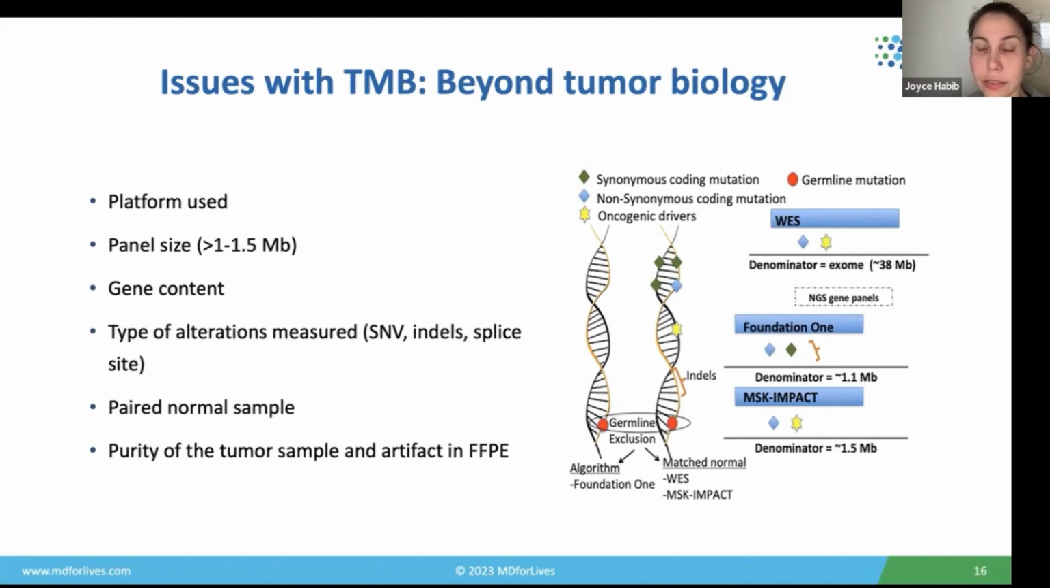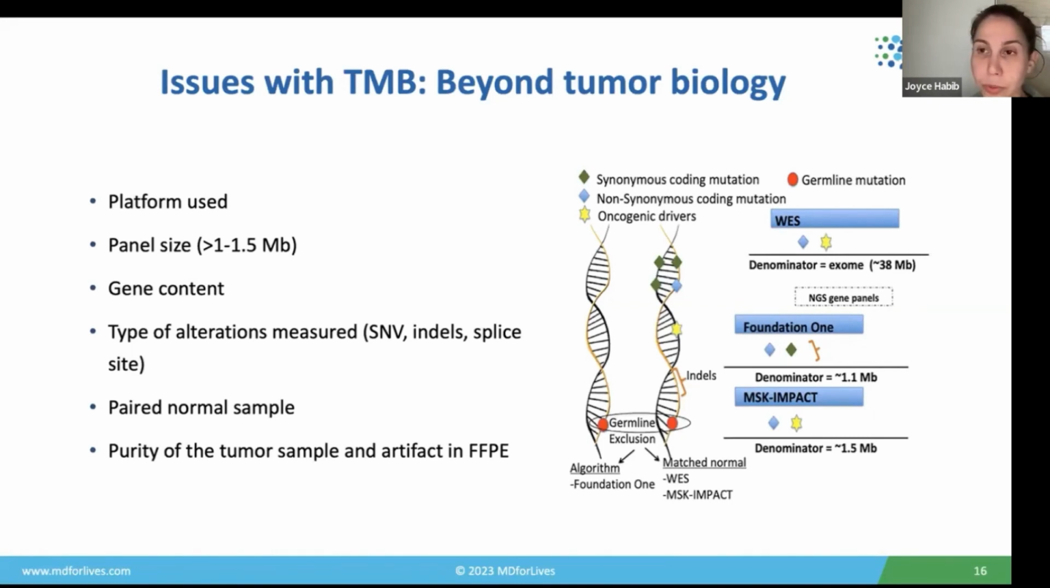The gene content matters because these targeted NGS panels are biased towards somatic mutations, the genes that are recurrently mutated and have higher rates of somatic mutations. So we have to take that into account, not to overestimate TMB. The type of alterations measured varies from assay to assay. Non-synonymous mutations are the sine qua non alteration associated with TMB, but other assays, for example, Foundation One, also measure synonymous mutations and indels, whereas MSK-IMPACT does not.